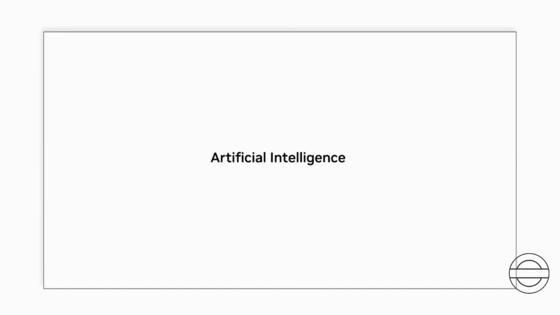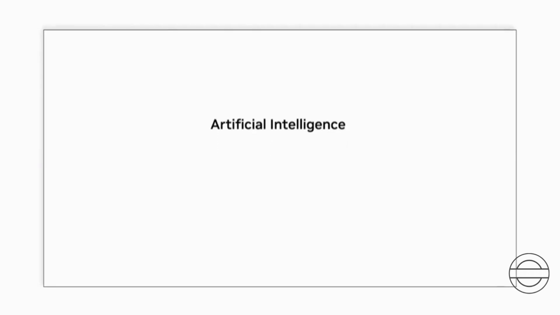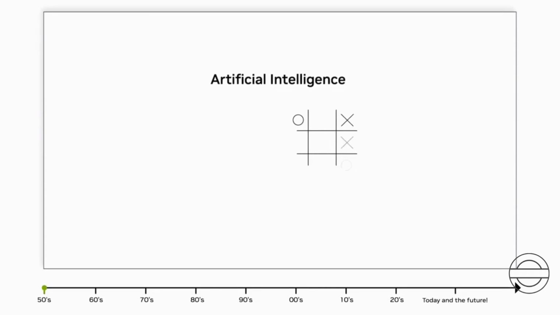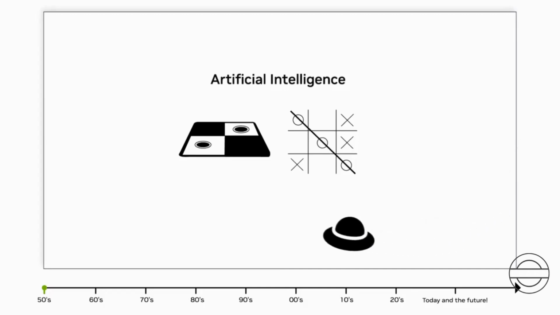AI is a broad field of study focused on using computers to do things that require human-level intelligence. It has been around since the 1950s, used in games like tic-tac-toe and checkers, and inspiring scary sci-fi movies, but it was limited in practical applications.